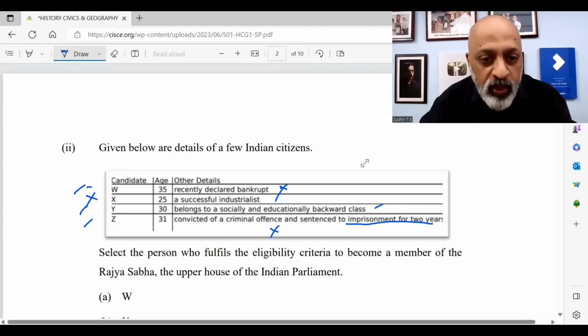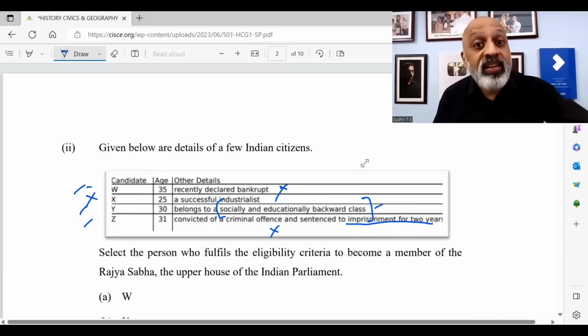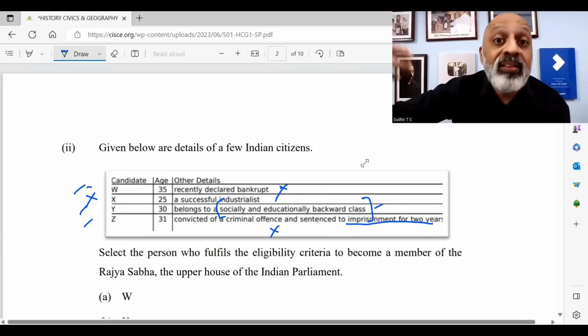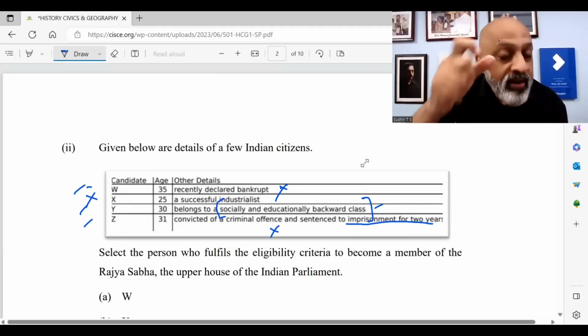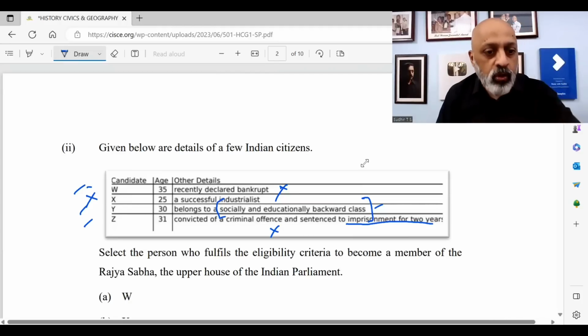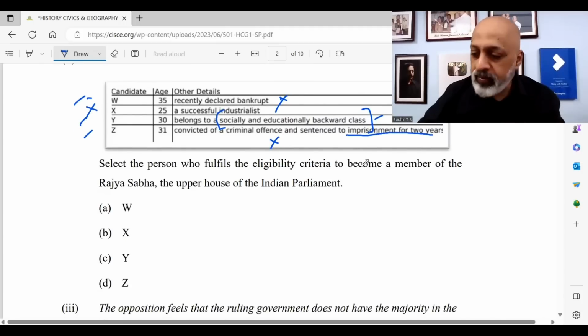It does not matter whether he does not belong to a backward class. Uska koi farak nahi padta. Ye sirf other detail hai. ऐसा नहीं है कि belongs to a socially and educationally backward class is a prerequisite to become a Rajya Sabha MP. No. But it is another detail which has been provided deliberately to kind of create a doubt in your mind, right? So the correct answer will be C, Y.